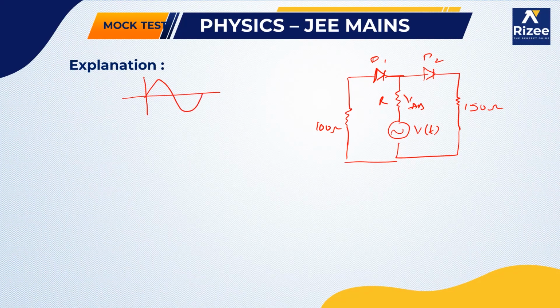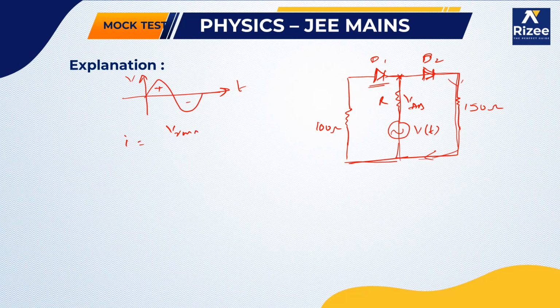This is a positive cycle, this is a negative cycle, voltage as a function of time. So when a positive signal is provided here, it will go to this particular point. If we imagine, D1 will be in reverse bias, D2 will be in forward bias. That means the current will be conducted in this particular branch, the current will be passing in this case.